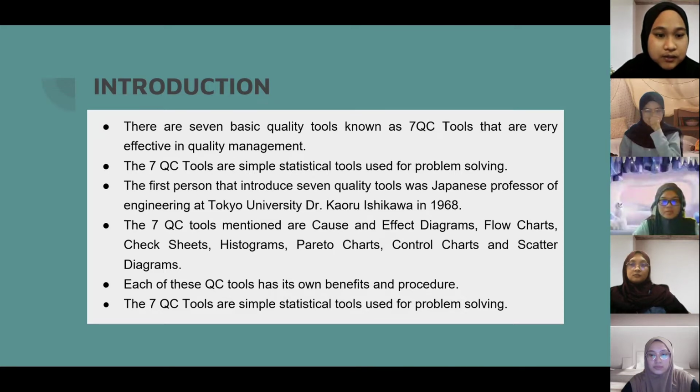The 7 QC tools are simple statistical tools used for problem solving. The first person that introduced the 7 quality tools was a Japanese professor of engineering at Tokyo University, Dr. Kaoru Ishikawa, in 1968. The 7 QC tools mentioned are cause and effect diagram, flowchart, check sheet, histogram, Pareto chart, control chart, and scatter diagram. Each of these QC tools has its own benefit and procedure.